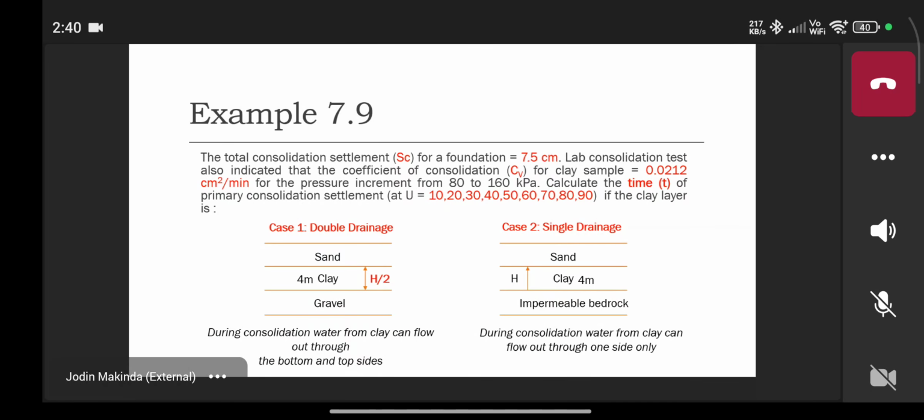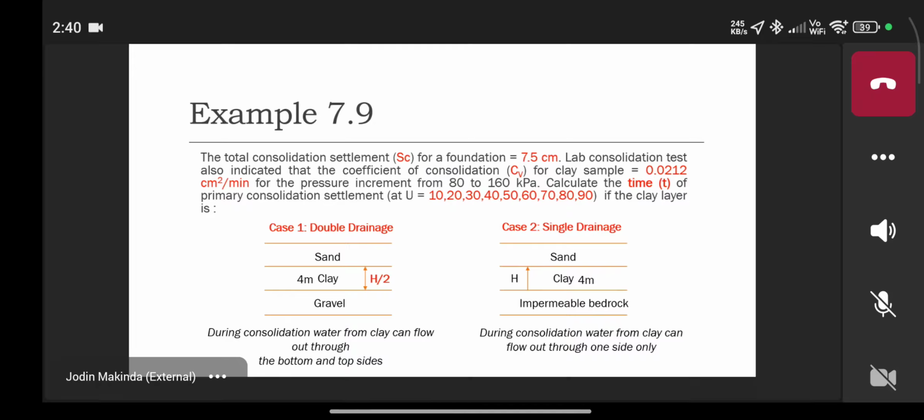Let's look into this example. Please pay attention, everyone. Probably this might come out in the exam. The total consolidation settlement for foundation is 7.5 cm. We know the layer of clay will settle 7.5 cm based on previous calculation. This is the SC value.